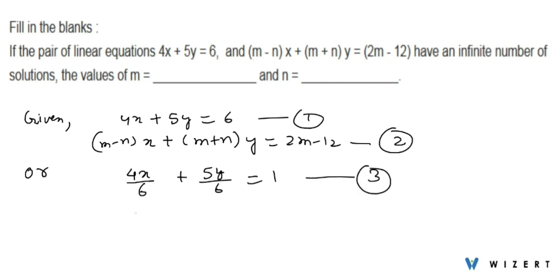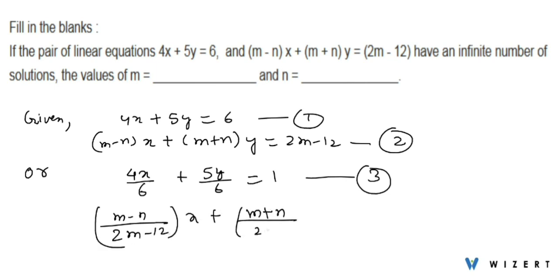And another equation, if we divide by 2m minus 12, why we are doing this? Because we are making the constant term same. So after making the constant term same, we'll obtain these two equations, let's say 3 and 4. So now these two equations have infinite number of solutions, means the coefficient of x and y should be same because we have already made the constant term equal.